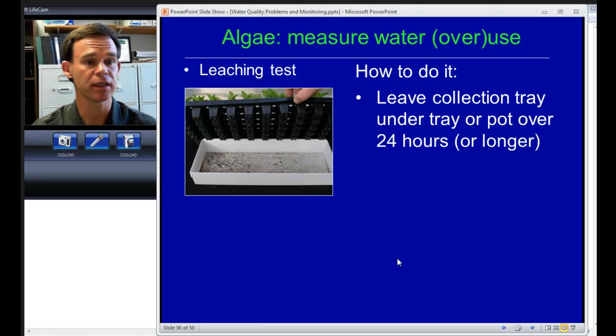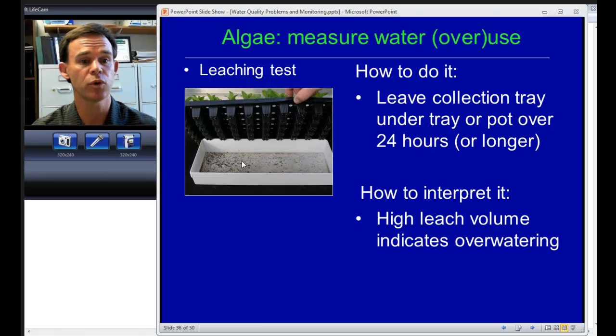So if you want to really evaluate your algae control system, look at how much water is leaching out from the bottom of your propagation trays or pots, collected with a collection tray for a day or longer. And the more water that's washing through those pots or trays, the more it's going to indicate overwatering. Okay, so algae control comes down largely to water use.